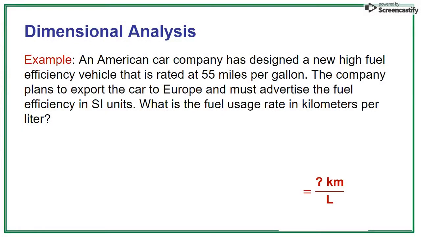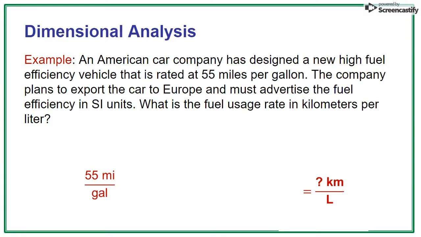Let's see a practical example where a unit conversion is needed. Then break the problem down to find important info, set up our conversion formula, and finally solve for the required units. An American car company has designed a new high fuel efficiency vehicle that is rated at 55 miles per gallon. The company plans to export the car to Europe and must advertise the fuel efficiency in SI units. What is the fuel usage rate in kilometers per liter? First, identify the information that you're given. In this example, you're given the fuel rating of 55 miles per gallon. Then identify the units in which the result should be reported. In this case, the results should be in kilometers per liter.